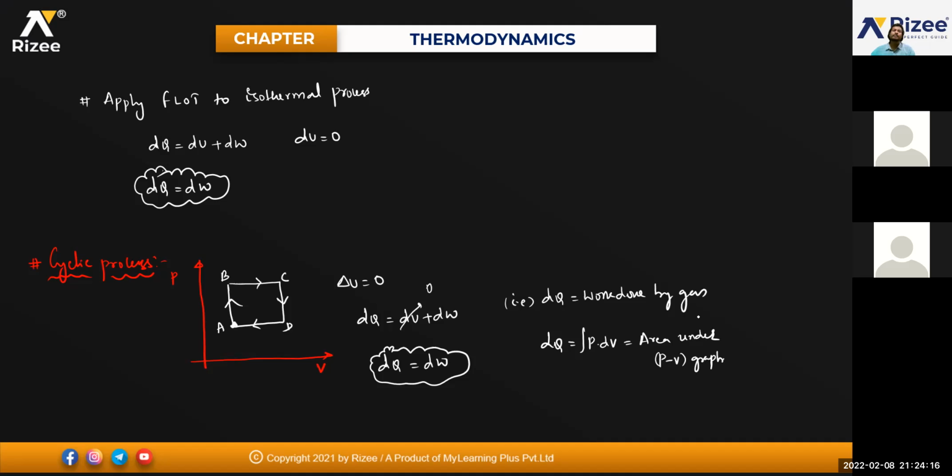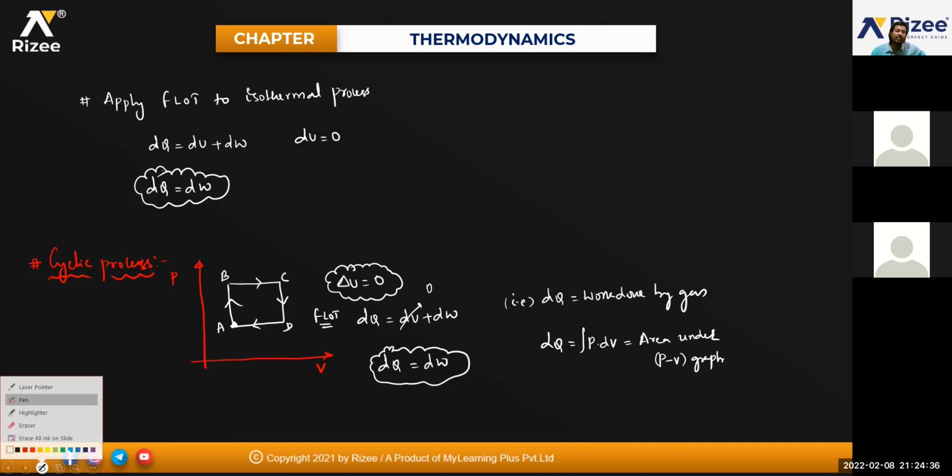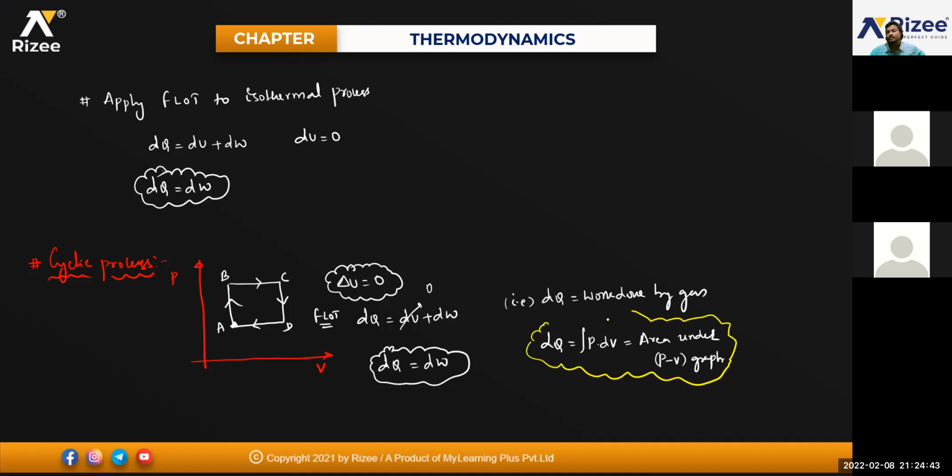Clear? In a cyclic process, internal energy will become 0. If I'm applying the first law of thermodynamics, dQ will be equal to dU plus dW. So dQ will be equal to dW. So dQ will be equal to the work done by gas, that is, the integral of P into dV, which is also equal to the area under the PV graph. Clear?